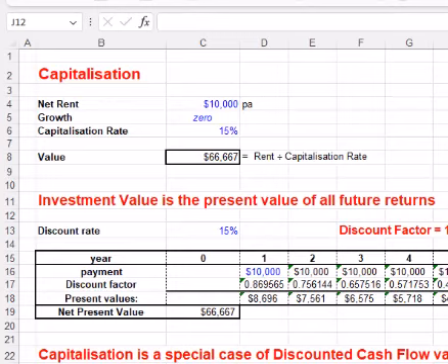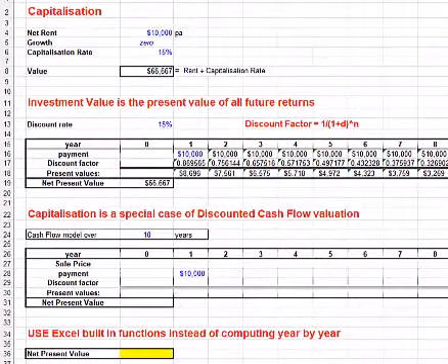We can see that the discount factor reduces over time. So in the second year it's 0.756144, etc. In the third year it's 0.65 and something. In the fourth year it's falling down to 0.57, then 0.49, 43, 37 and so on out in time.